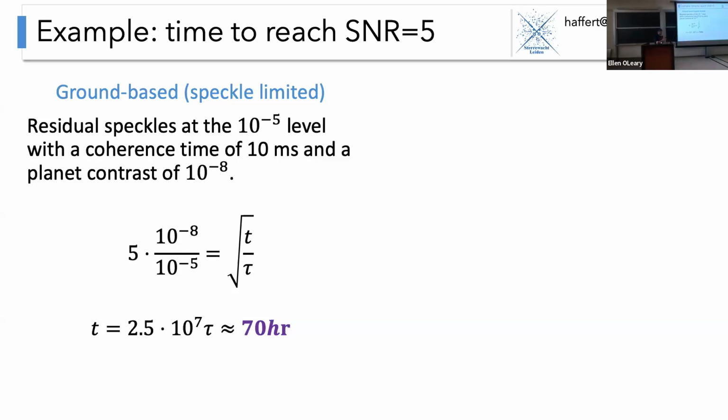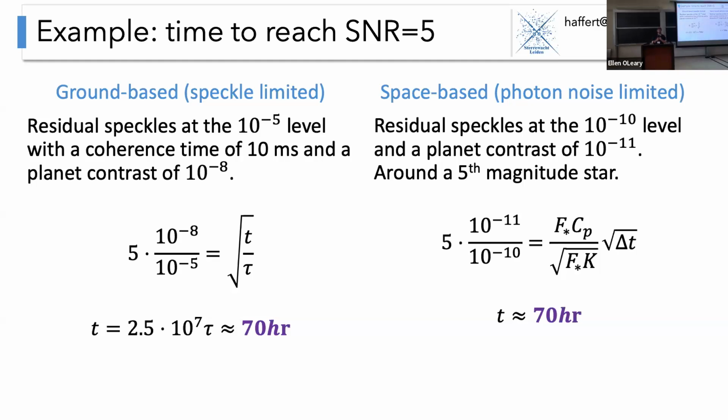Then we can do some typical integration times. Residual speckles at the 10 to the minus 5 level with a coherence time of 10 milliseconds and a planet contrast of 10 to the minus 8 means it takes about 70 hours for us to reach that planet at 5 sigma. For a space-based limit, we have 10 to the minus 10 raw contrast. We're searching for a 10 to the minus 11 planet, because we all say that Earth is 10 to the minus 10, but it's actually secretly a couple times 10 to the minus 11. And if we search for it around a 5th magnitude star, we also arrive at roughly 70 hours of exposure time. So finding planets at high contrast just takes on the order of several tens to 100 hours of exposure time.